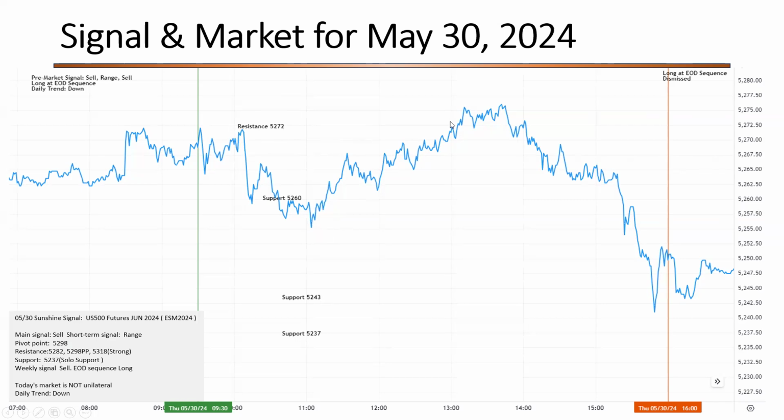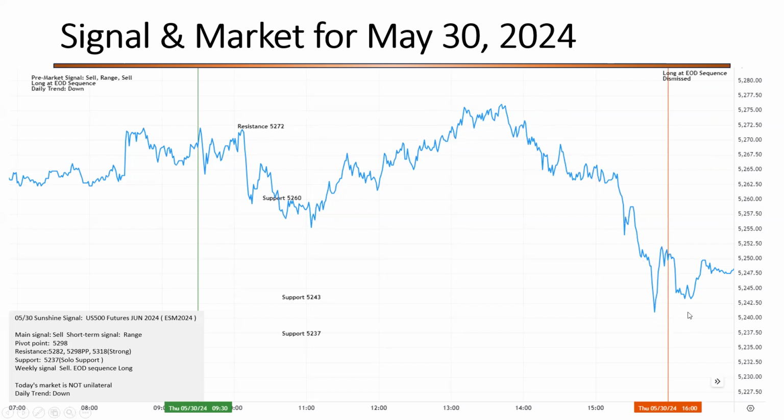And then the market went back up, and given the long EOD sequence, the expectation is for the market to come down at the end of the day to give us a long opportunity. So when the market came back up to this 52.72 level, this could be the second short opportunity. And this one would have given about 30 points.